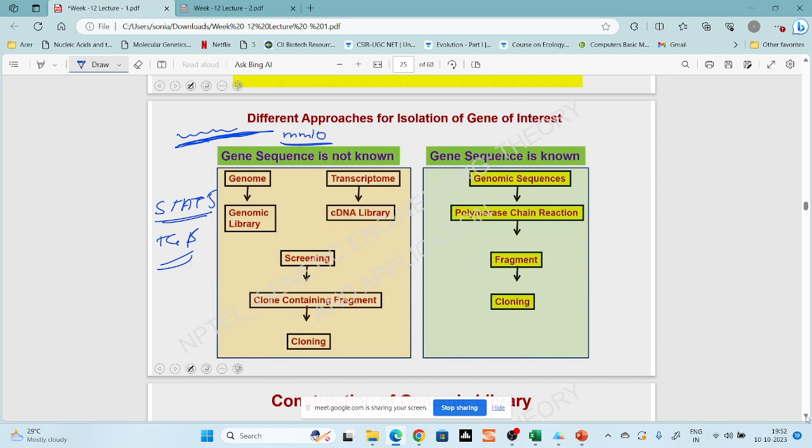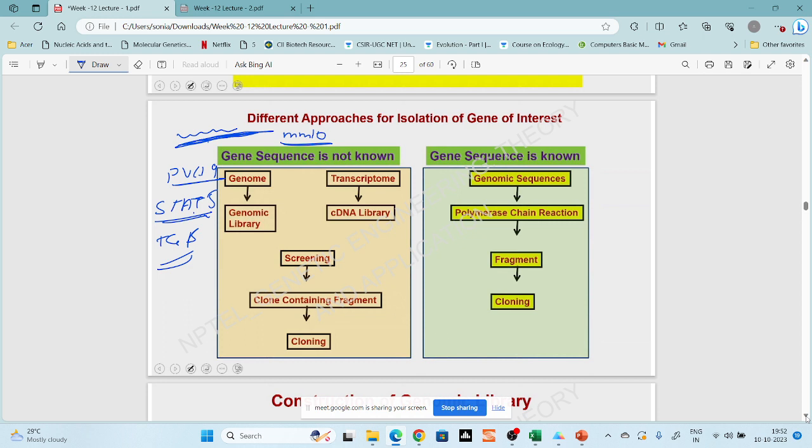Anyways, so this is my gene of interest, STAT5, and I want to clone it in a plasmid, say pUC19, just for example. Now, for cloning of my STAT5 into pUC19, what I will do is go to NCBI or UCSC. Then I will download the sequence of STAT5, and then I will design primers from it.